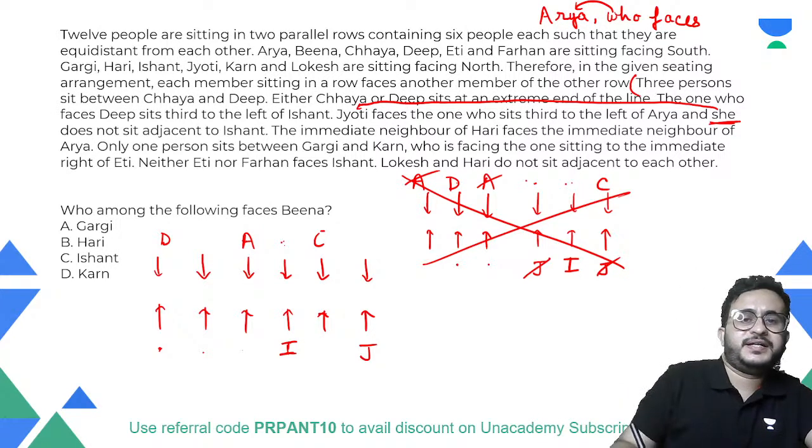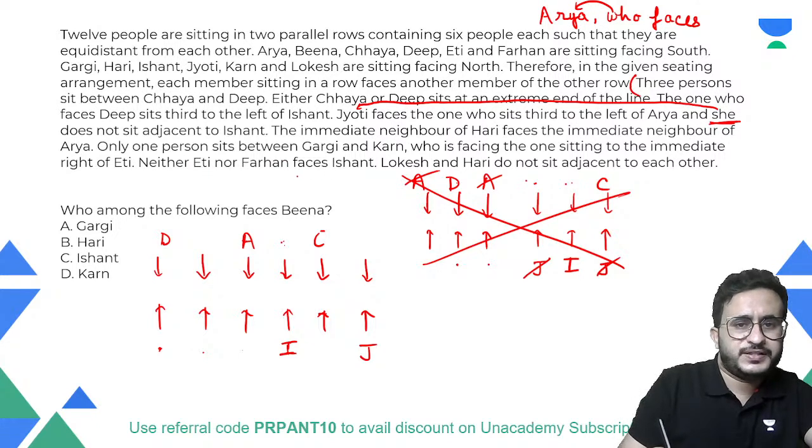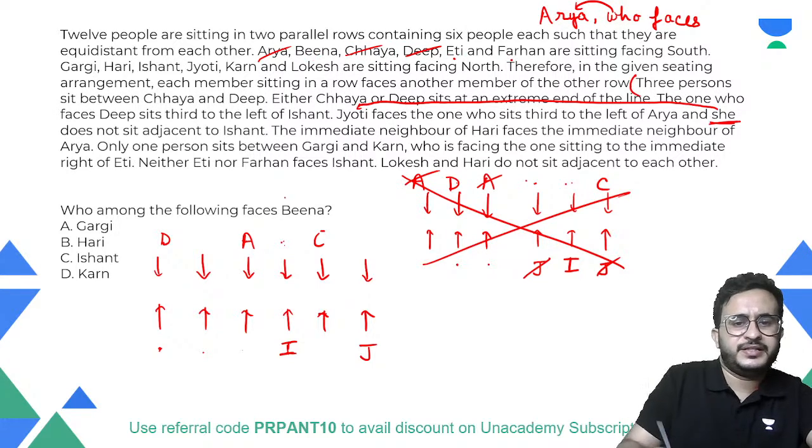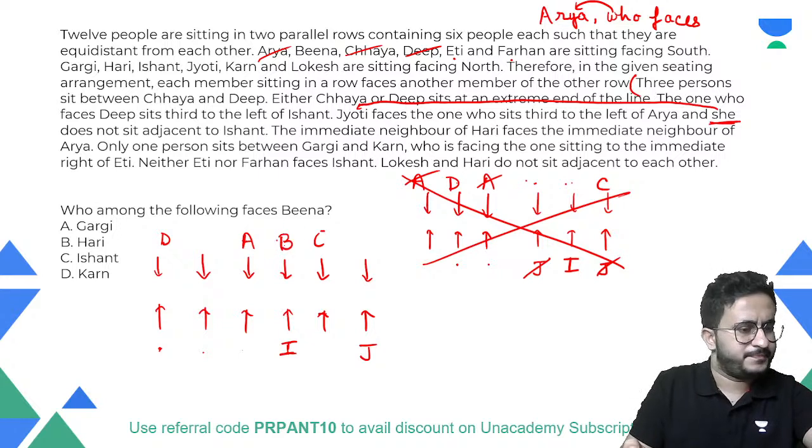If it says that neither Iti nor Farhan faces Ishant, then there are only three people left, right? A, B, C, D, E, F. A is placed, C we have seated, D we have seated. It is saying E and F are not sitting here, so B will be sitting in this position. So this is B, right? Bina is sitting at this position.